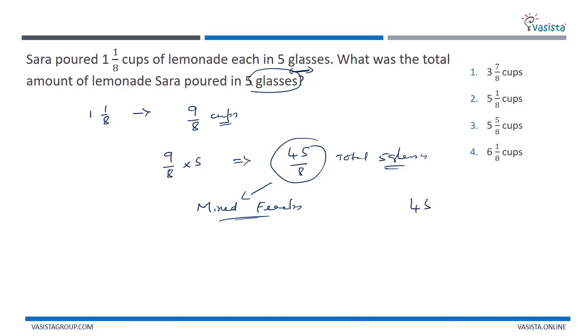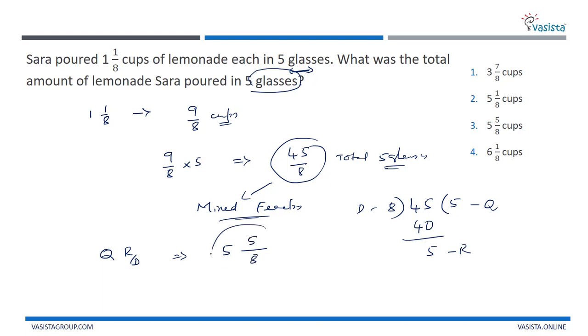See, 45 divided by 8. 8 fives are 40, 5 remainder. This is the remainder, this is the quotient, and as well as the divisor. We know how to represent it, that is Q R over divisor. What is Q here? Q is 5. What is R? R is 5 and the divisor is 8 here.